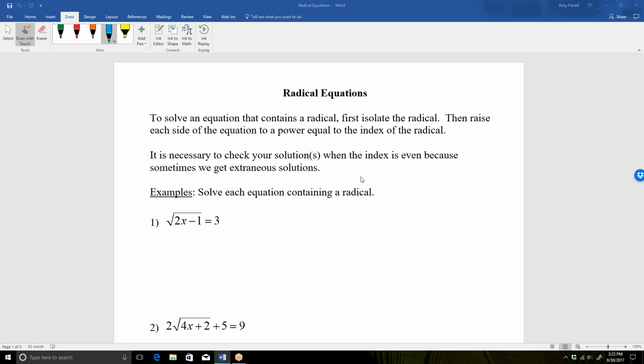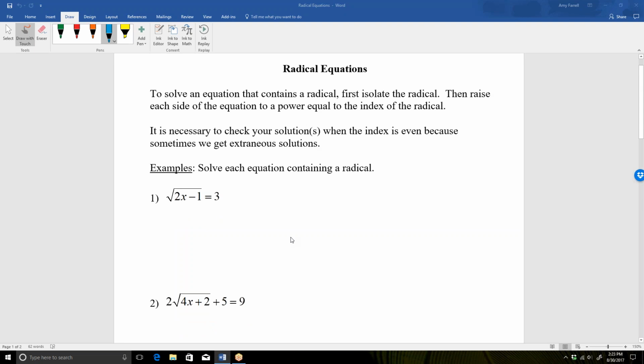We are going to check our solutions when the index is even because we have a chance of getting extraneous solutions. All right, let's take a look here. So starting with number one is a square root. The index of a square root is 2. So I'm going to square both sides of this equation in order to remove the radical or the square root from the equation and solve.